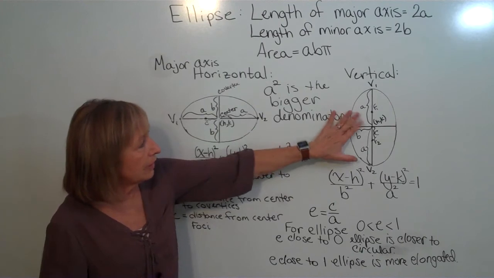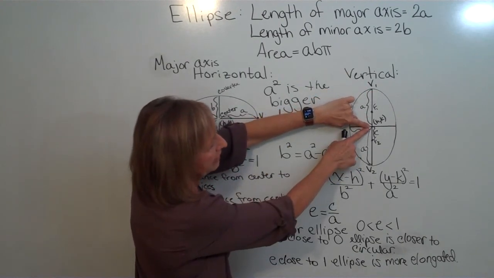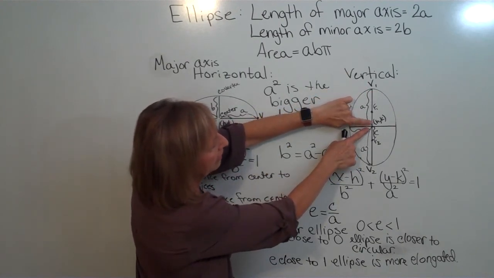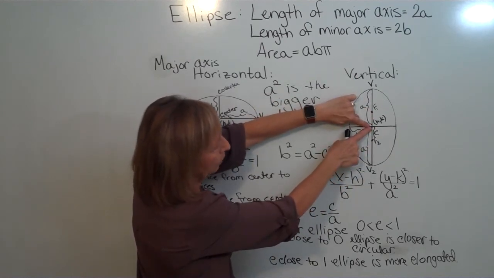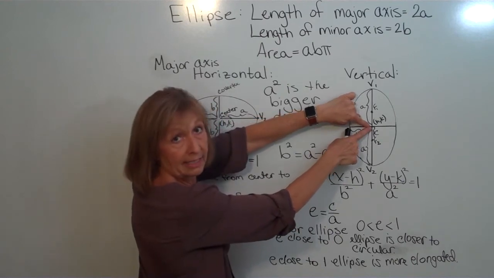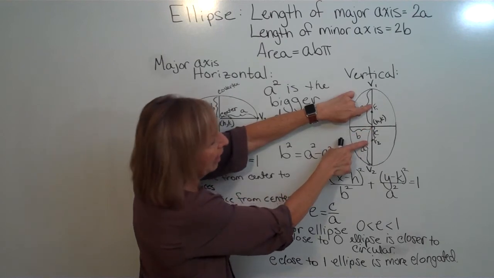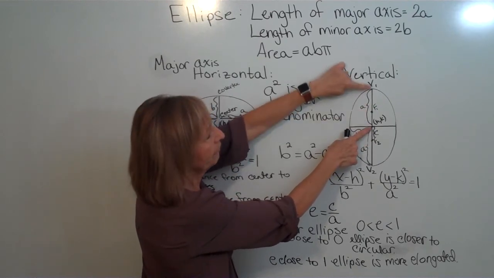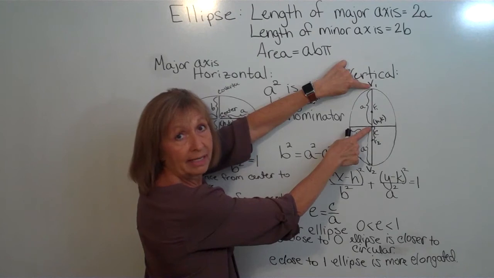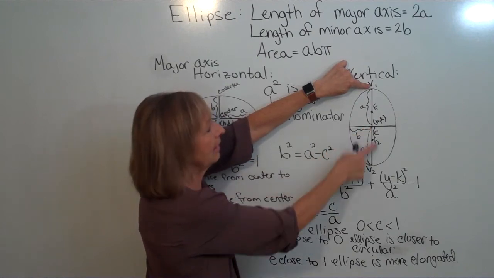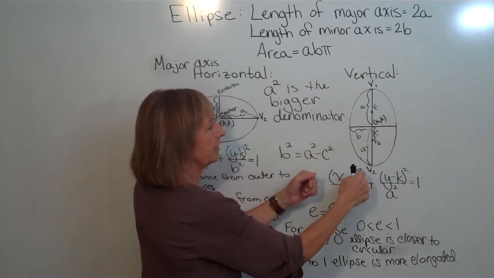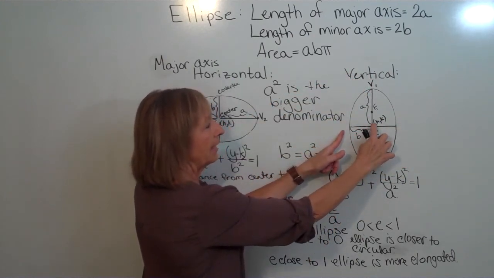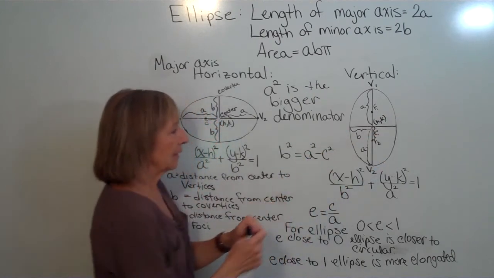And then for the vertical, my center is (h, k). To get to the foci on the vertical axis, my y coordinate of my center will be affected. So this will be (h, k plus c) and this will be (h, k minus c). For the vertices, (h, k plus a), then (h, k minus a). And then your co-vertices, (h minus b, k) and (h plus b, k).